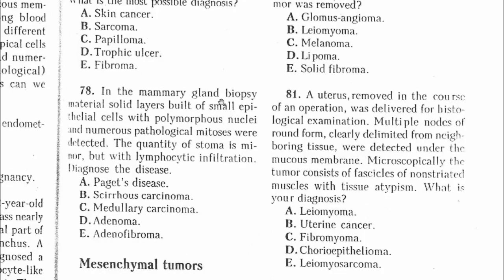78. In the mammary gland biopsy material, solid layers built of small epithelial cells with polypous nuclei and numerous pathological mitoses were detected. The quantity of stroma is minor, but with lymphocytic infiltration. Diagnose the disease. All right. Now, one of the breast cancers with better prognosis is medullary carcinoma. Why? Because it has lymphoid infiltrate in the tumor stroma. So this is definitely what? C. Medullary carcinoma. Why? Because there's an infiltration of what? Lymphocytes in the stroma.